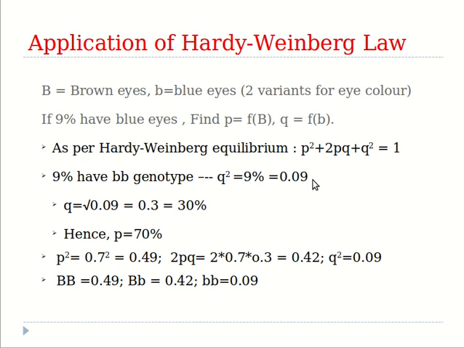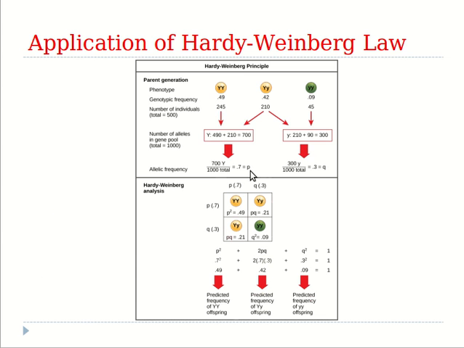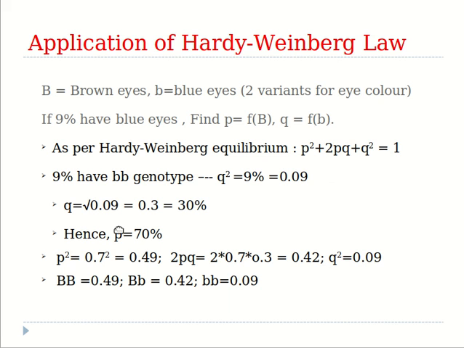Now we can find q, right? q square is equal to 0.09, so q is equal to the square root of 0.09, which gives us 0.3, and 0.3 means 30%. We have already seen that p plus q is equal to 1, which is why we have (p plus q) the whole square equal to 1. So here we apply p plus q is equal to 1. We know q is equal to 0.3, so obviously p will be equal to 0.7, which means 70%.